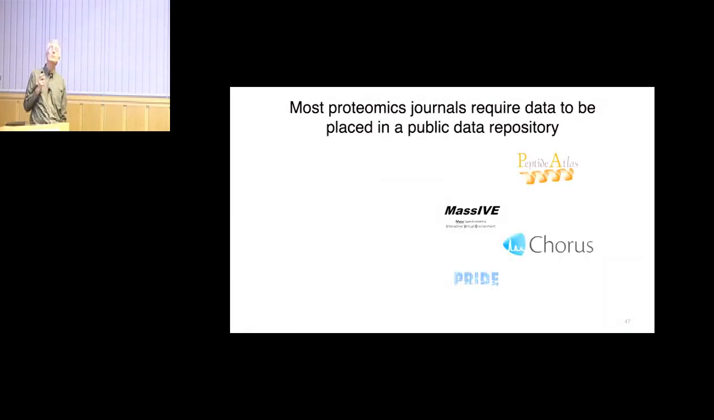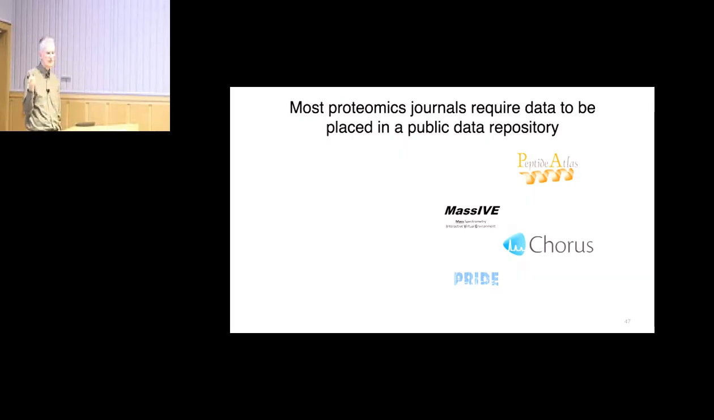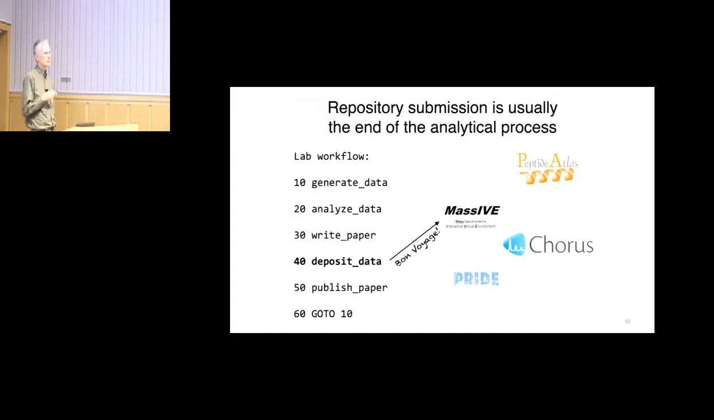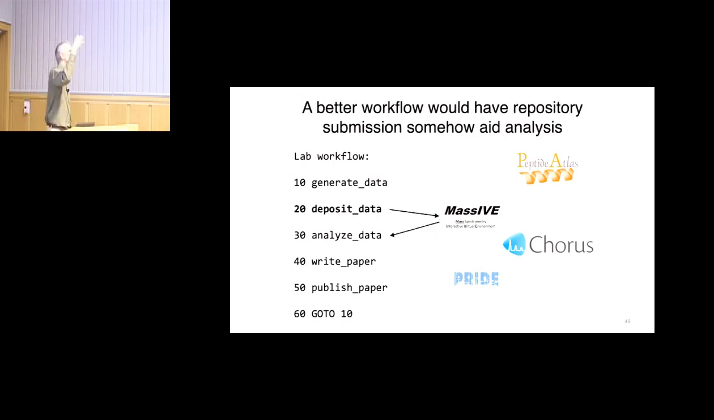So one motivation for this project is that most proteomics journals require that once you've finished your data, you stick it into a public repository. Some of the common repositories are things like MassIVE, Chorus, PRIDE, and so on. But unfortunately for the field, this repository submission is usually the end of the process. So you generate your data, you analyze it, you write your paper, you deposit your data, publish, end of story. And what would be nice is if we could move this up a little bit more.